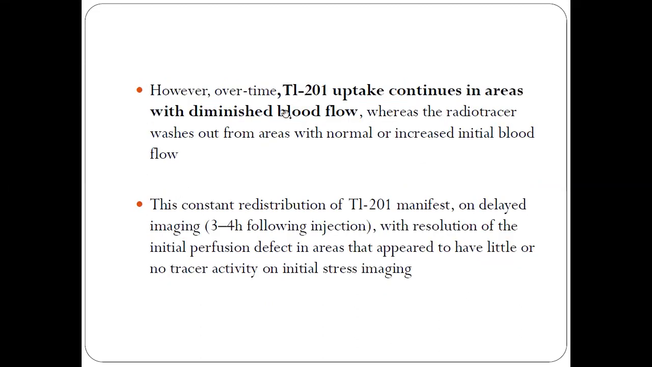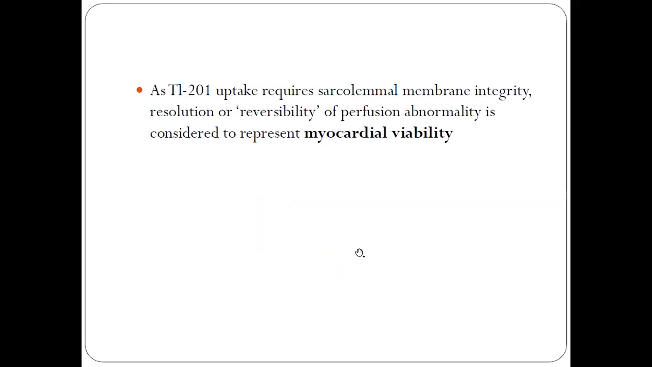Over time, thallium-201 persists in areas with diminished blood flow, whereas the radiotracer washes out from areas with normal or increased initial blood flow. So if the blood supply is good in an area, washout will occur, but elsewhere there will be no washout. This constant redistribution of thallium-201 manifests on delayed imaging with resolution of the initial perfusion defect. As thallium-201 uptake requires sarcolemmal membrane integrity, resolution or reversibility of a perfusion abnormality is considered to indicate myocardial viability. So if there was initially a defect but later there is uptake, that means the area is maintained by myocardial viability.